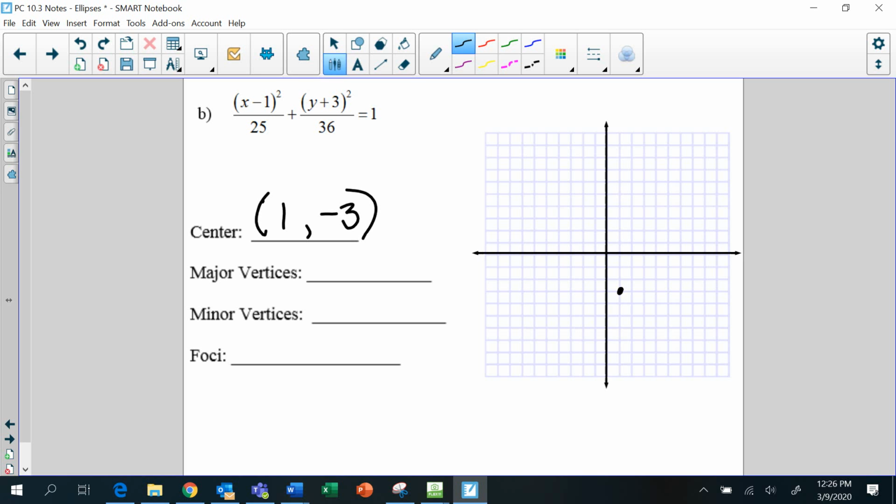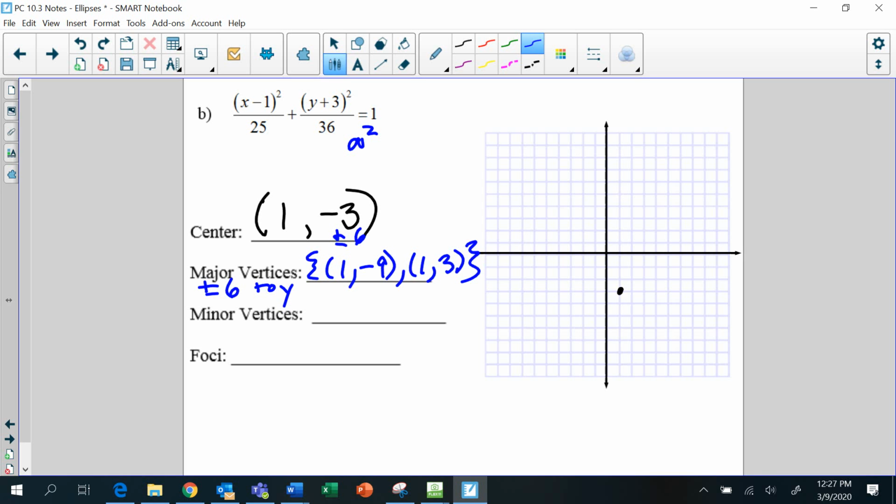Major vertices. We look for the bigger denominator. Which one's bigger? So 36 is going to be that a squared. It's the bigger number, and it's under y. So for the major vertices, we're going to be adding and subtracting 6 to the y's. So here at -3, I'm going to add and subtract 6. So I will have a point at 1, -9, and 1, +3.